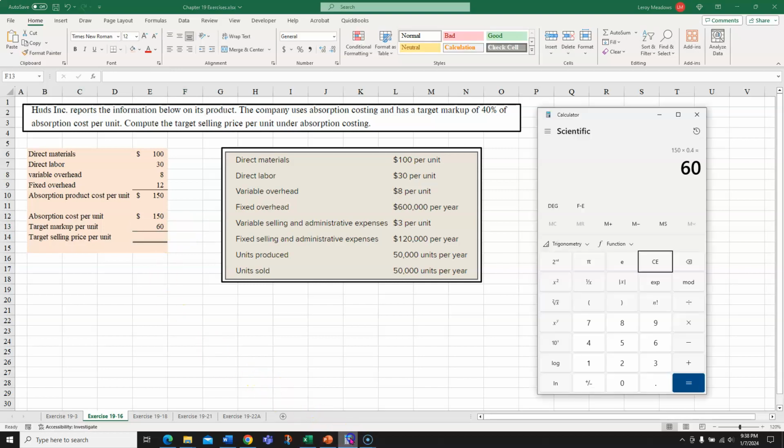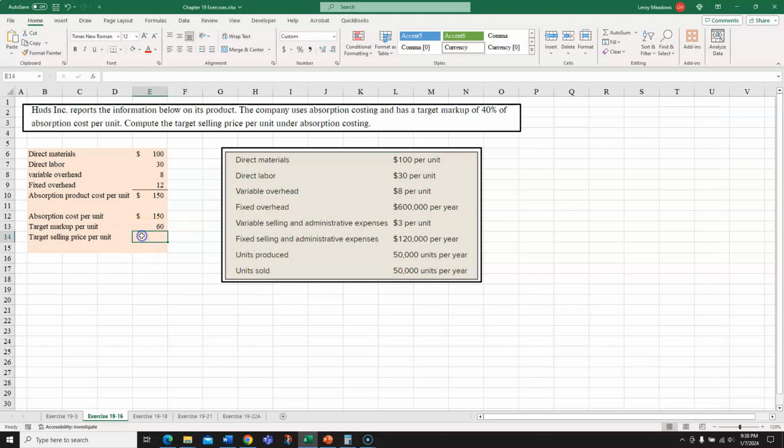So my desired markup is $60, and my target selling price per unit then is going to be my cost per unit plus my desired profit per unit, or my desired target markup. So I'm going to take 150 plus 60, and my targeted selling price per unit is $210. That's where I want to set my selling price. So that way, when I take my full absorption costs into account, I'm going to make $60 per unit off my sales there. So that is how we compute the target selling price per unit.